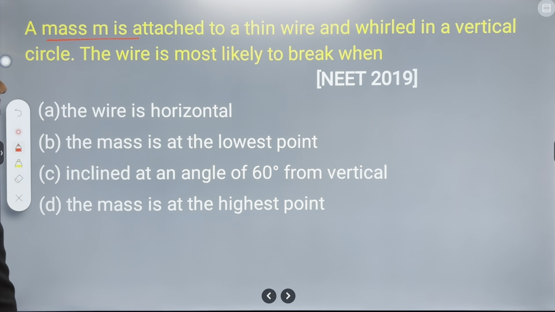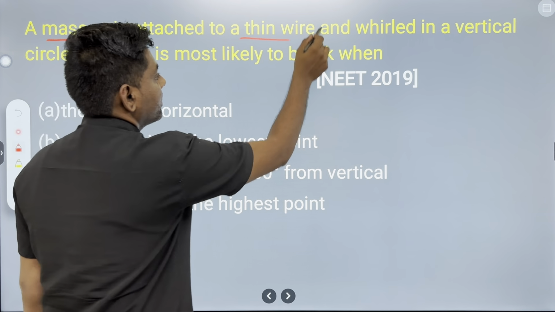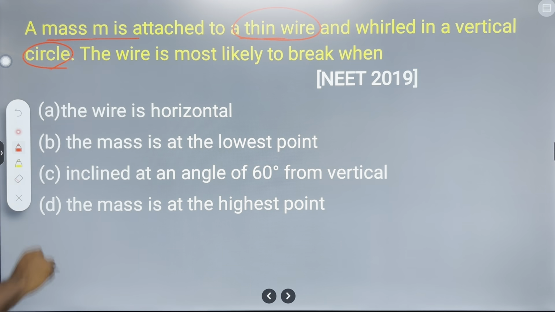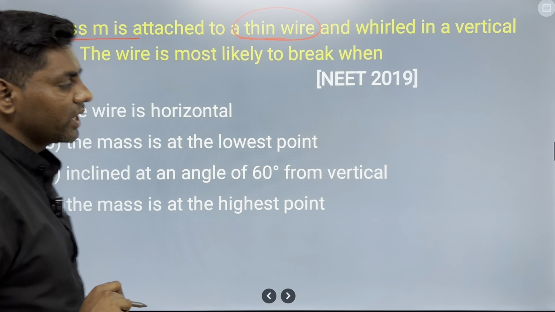A mass m is attached to a thin wire and is performing a vertical circle. Then the wire is most likely to break when?